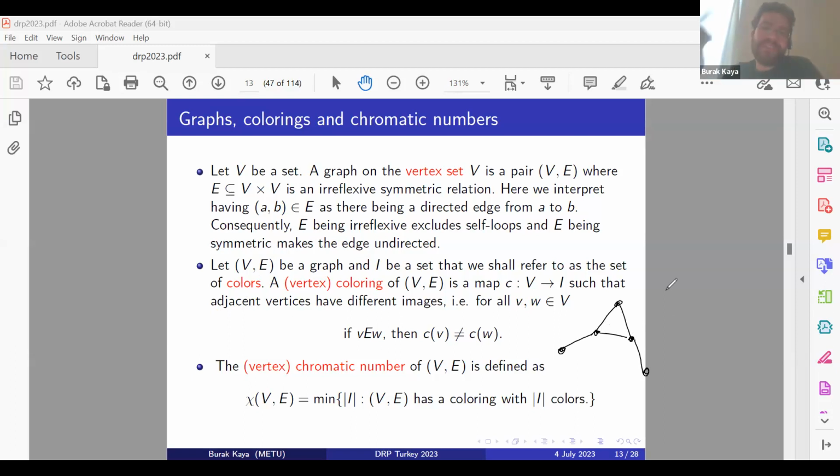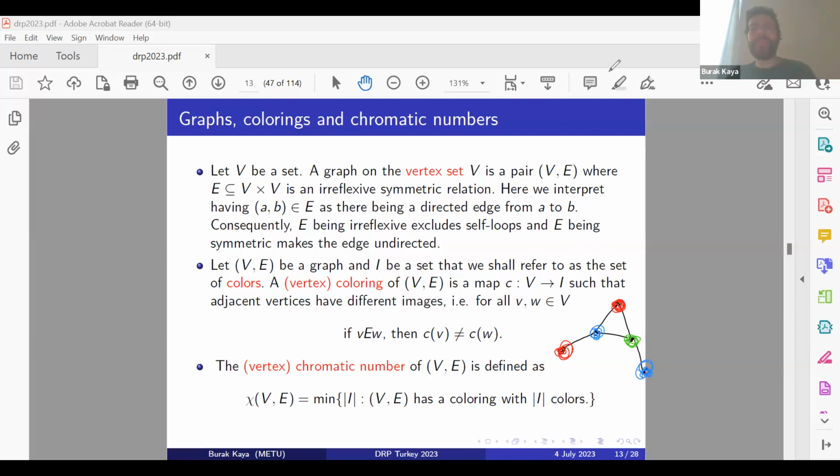So let's see, what's the chromatic number here? Let's think about this. Because of this triangle, it is impossible to color this with 2 colors. But let me try 3 colors. If I color this red, this blue, and this green, can I still color these? Yes, of course. I can color this blue, and I can color this red, which means that this is a coloring, as you can see, and adjacent things get different colors. I can't do this with 2, but I can do this with 3. So the chromatic number here is 3.